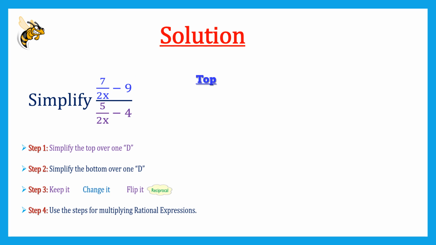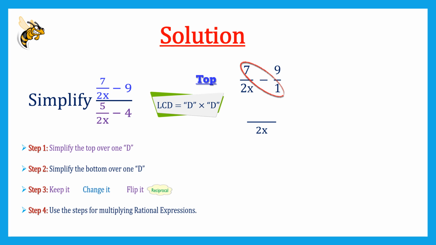That 9 needs to be written as a fraction, and an integer as a fraction is just going to be itself over 1. So you should have 7 over 2x minus 9 over 1. Even though 2x can be factored, it doesn't help us in this situation. So therefore, my LCD would be the denominator times the denominator. So 2x times 1 is 2x. You set up something as if it's a cross multiplication.